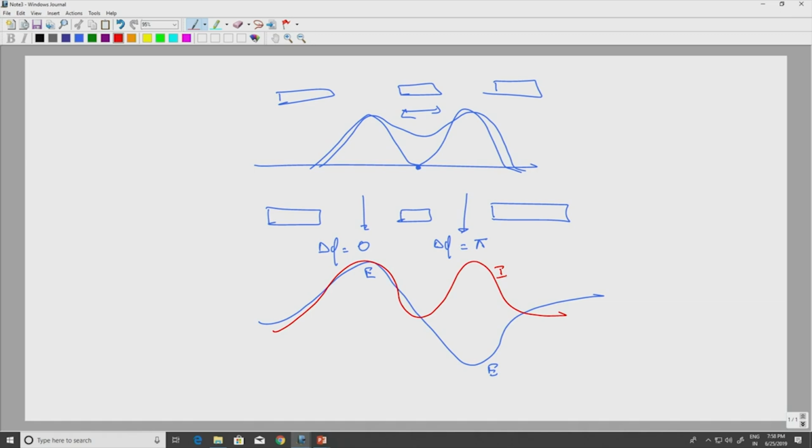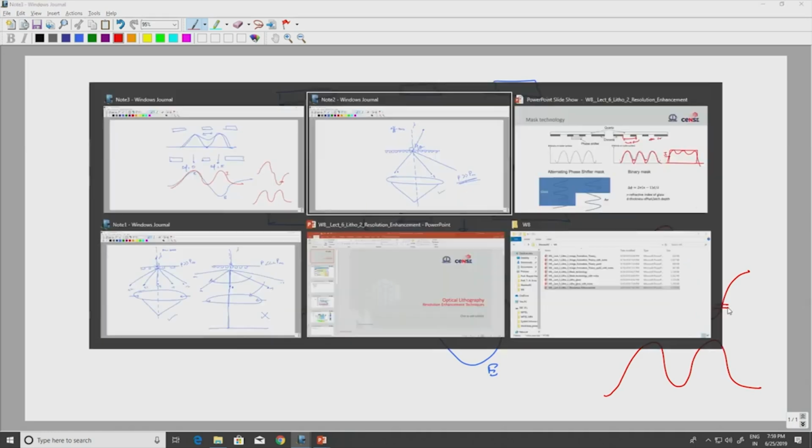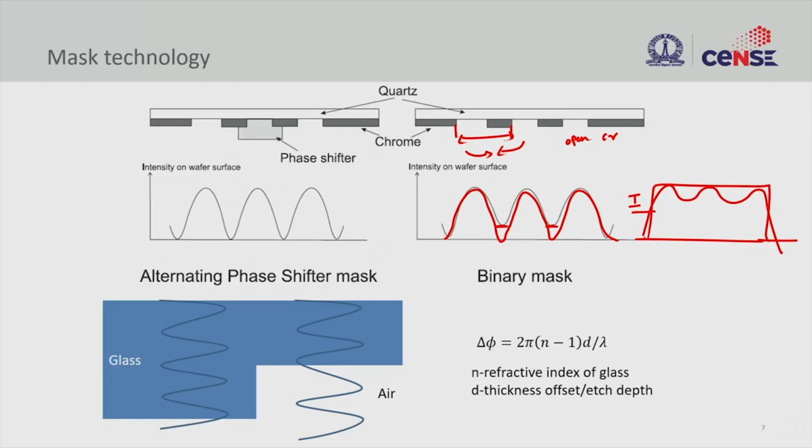It's a square of the electric field. The modulus square of the electric field is going to be your intensity, because you have opposite phase. So you had a field like this, and then you had a field like this. If I do the amplitude square, I'm going to get something like this. So this is how I achieve better resolution by changing the phase here. This is what we call phase shift mask. The adjacent one, I am putting a phase shifter. So this phase shifter will pull my amplitude down.